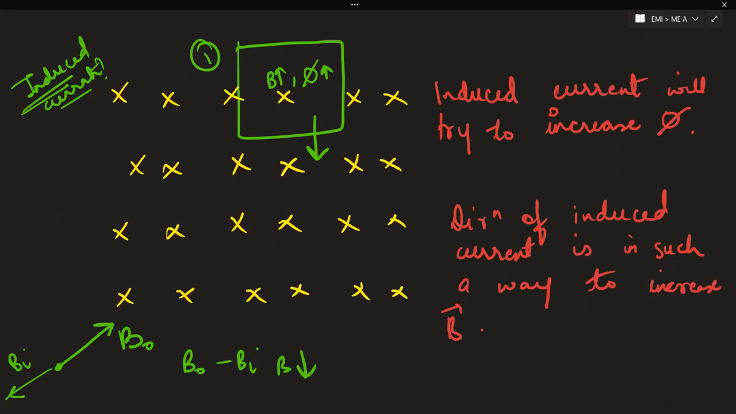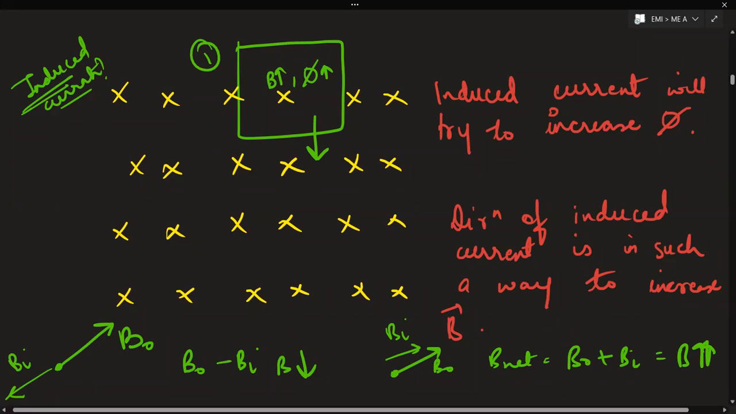If the magnetic field has to increase, the original magnetic field is pointing inwards and the induced magnetic field also points inwards. So the net magnetic field of the system will become induced plus original. That means an increment in the magnetic field. These two points, do you understand separately?